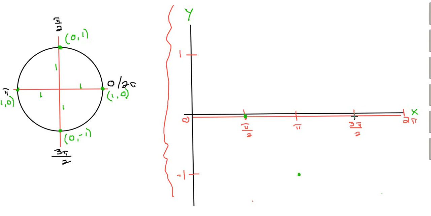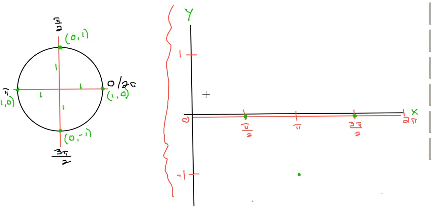right below it. For 3 pi over 2, down here, the x value is 0 over the r value, which is 1. 0 over 1 is 0. So at 3 pi over 2, we put a dot on the 0. It doesn't move up or down, does it?